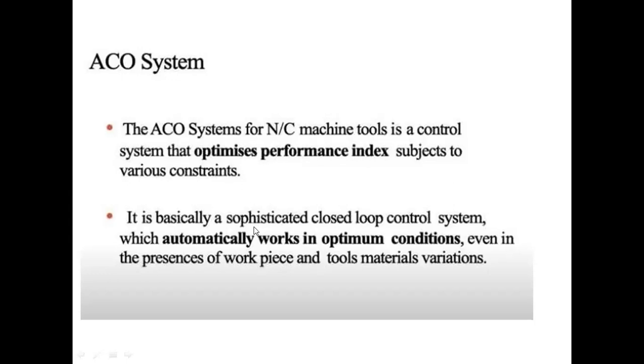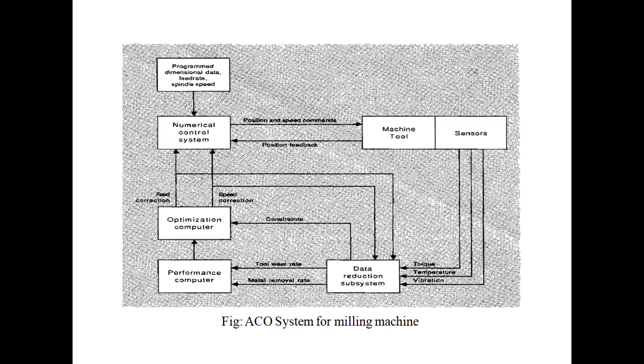Okay, it is basically a sophisticated closed loop control system which automatically works in optimum conditions even in the presence of workpiece and tool material variation. So even if there are variations in the tool material and workpiece, you're trying to ensure that the system works in optimum conditions. Okay, you see, this is an adaptive control optimization system applied to a milling machine. Basically applied to milling, you can say.